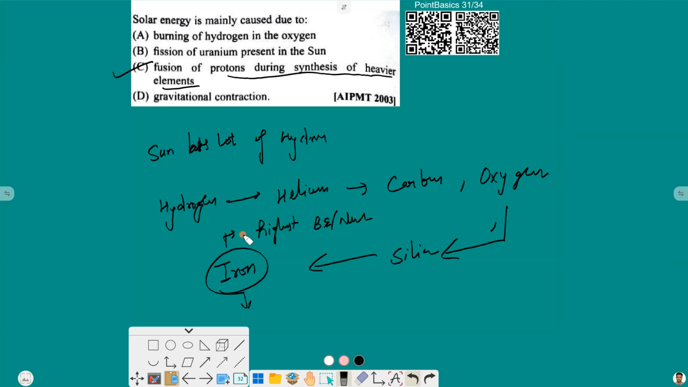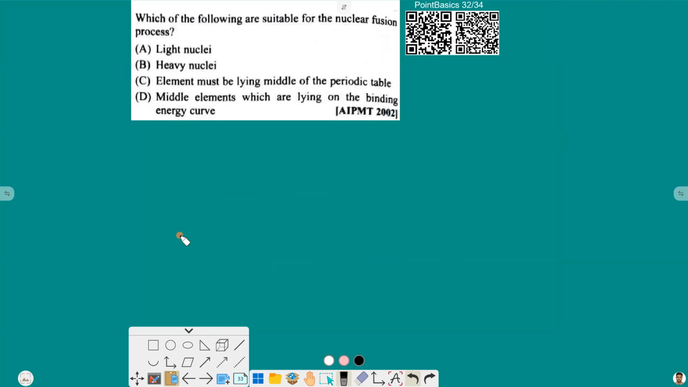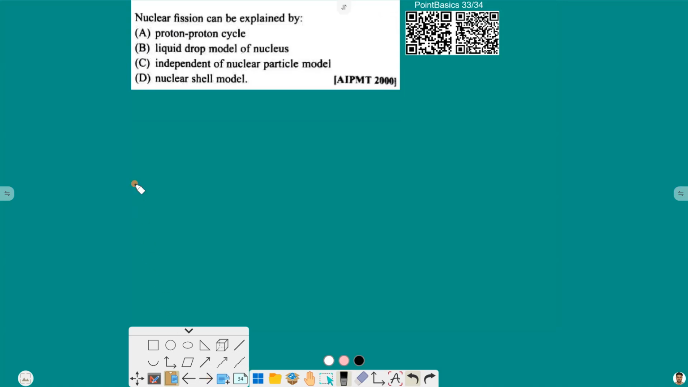So the energy produced by the sun is due to this fusion process. In each fusion process, there is loss of some mass, and that mass loss comes in the form of energy production. So option C is the right answer. Which of the following are suitable for nuclear fusion process? We have fusion, so we need light nuclei. For fission, we need heavier nuclei.